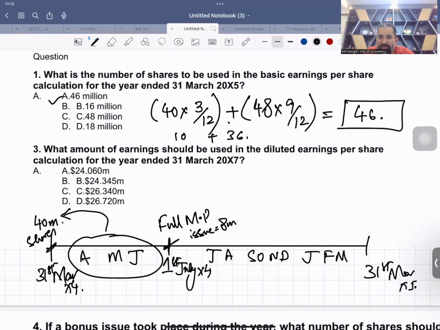Now there is one MCQ missing in this. I think my typist has miscopied, or there is some error in the ACCA Study Hub screen or something. That's why number 2, the second MCQ, is missing, but I will still read the rights issue.